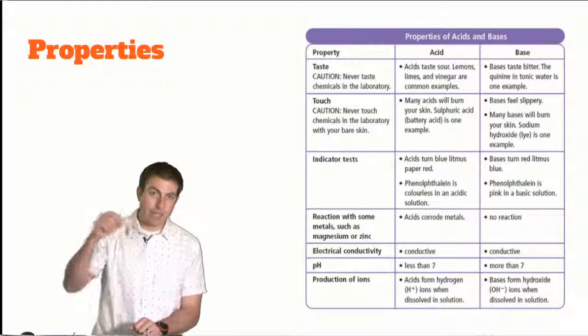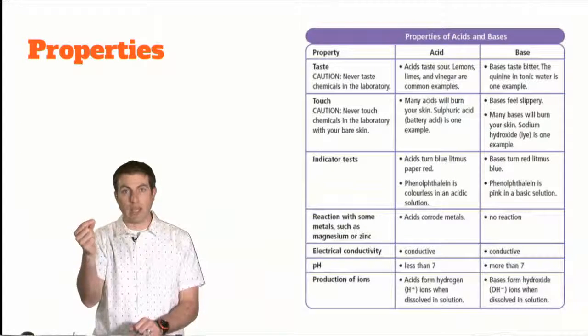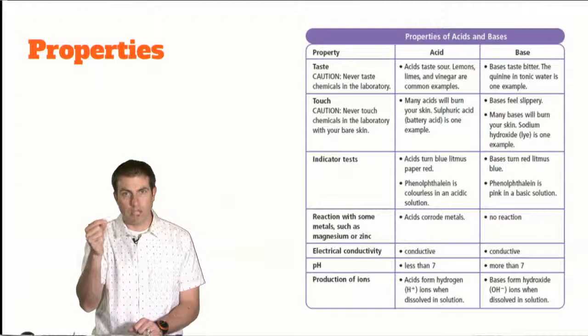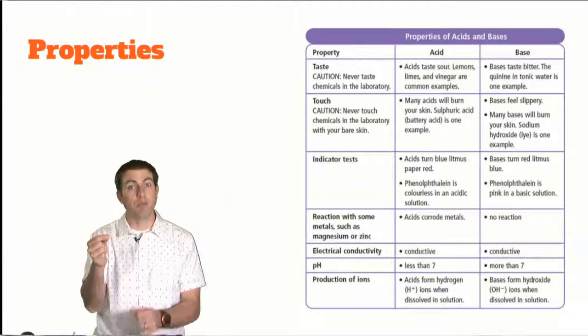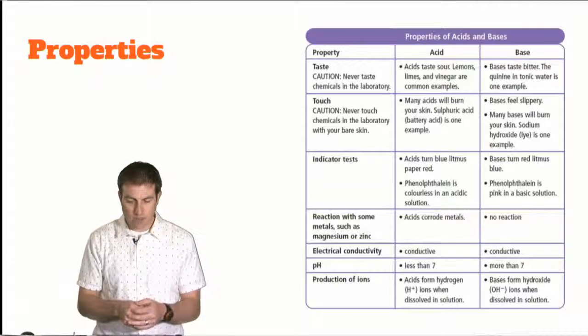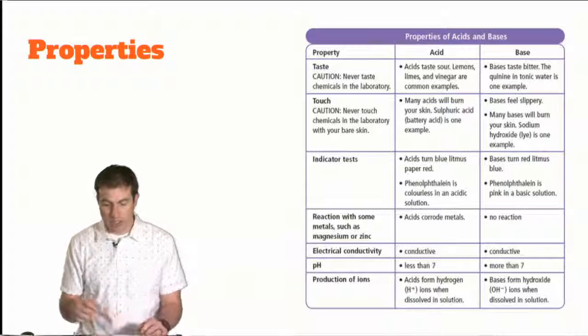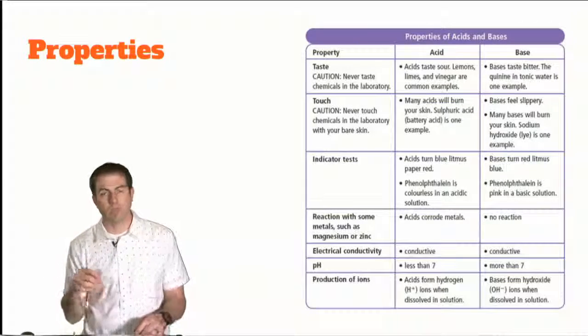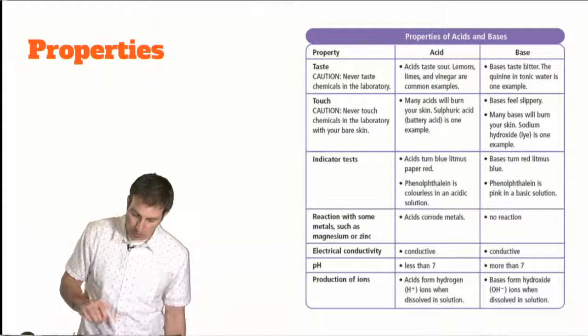So if I put red litmus in something and it comes out red, I can't say, oh, that's a base. I don't know that. It could be neutral. It could be a base. I don't know. So there you go. Indicators are only so good. If things are neutral, you can run into problems.